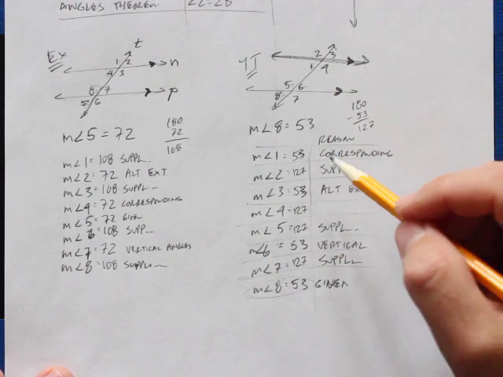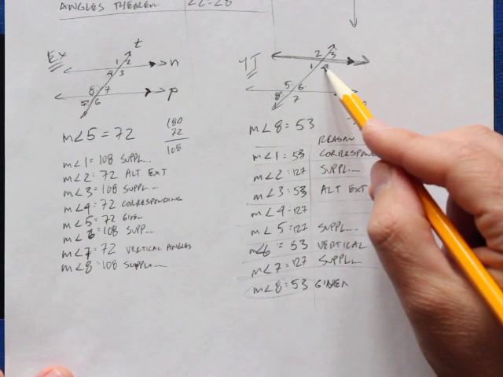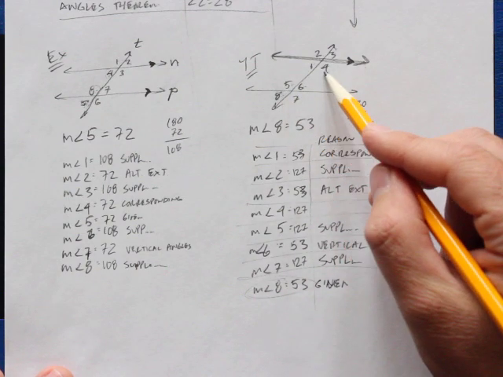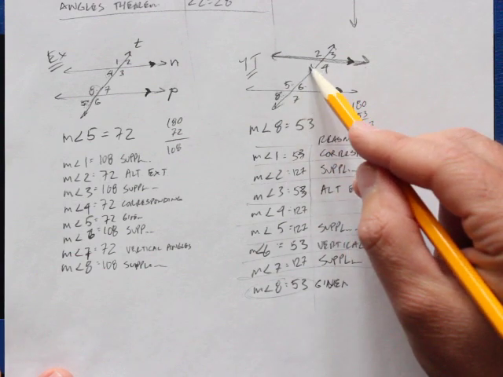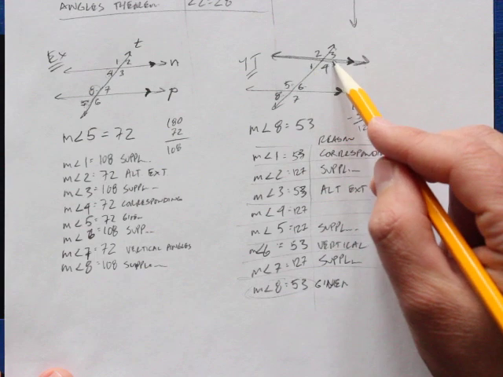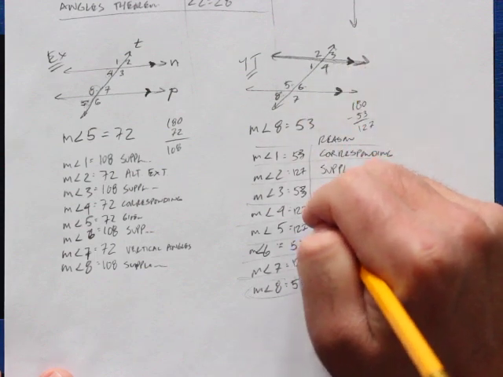Let's see. Angle 4, that's the only one that's left. All right, 4 and 8. So these are, I'm going to say supplementary as well, because 8 and 1 are congruent, so 1 and 4 are supplementary, so 8 and 4 are also supplementary.